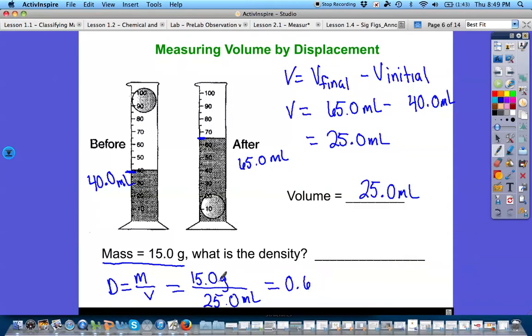But we need 3 sig figs. So here's 1, 2, 3. To get our 3 sig figs, you just add in those zeros. The units are grams per milliliter.